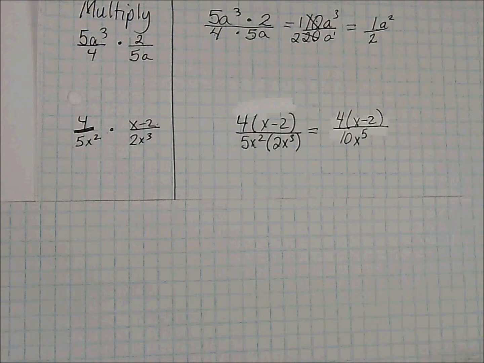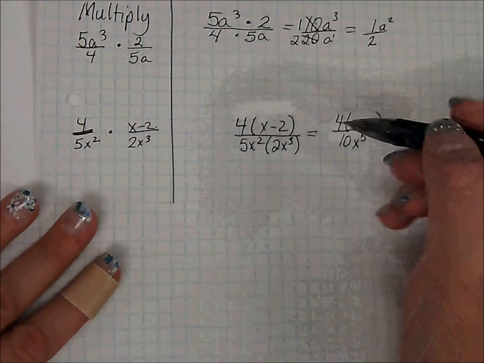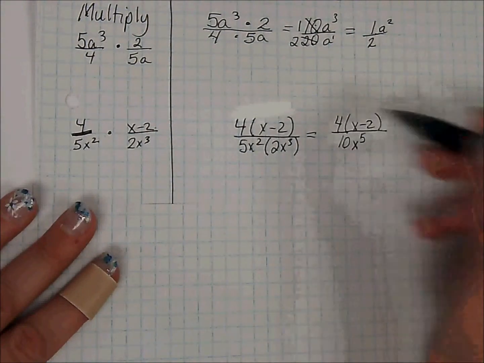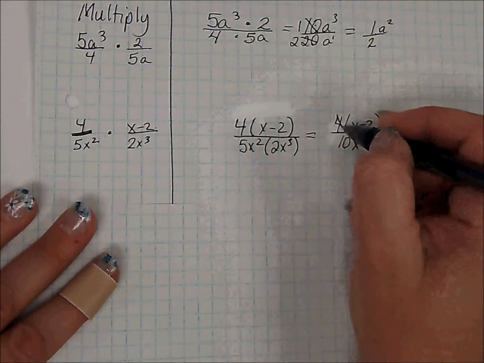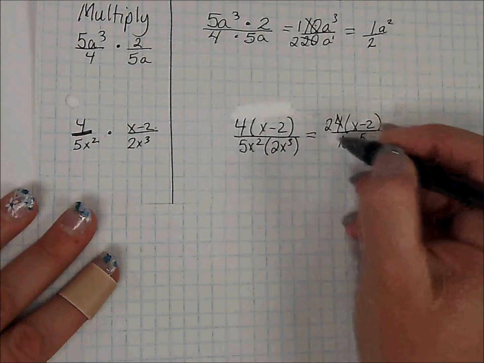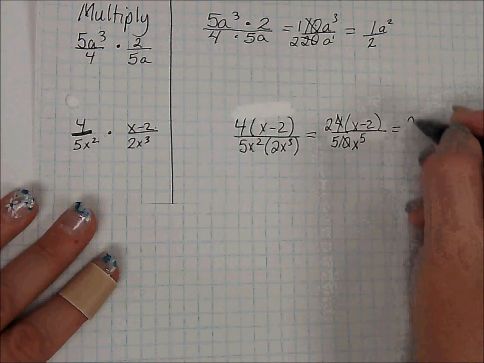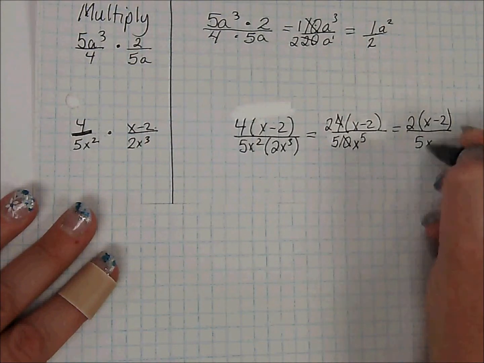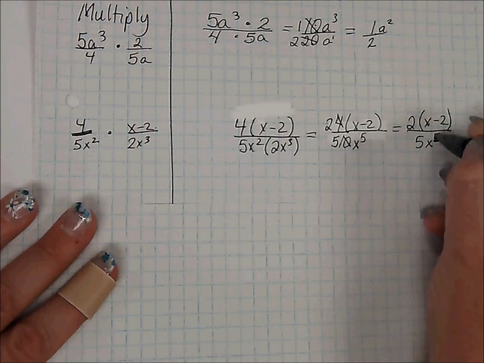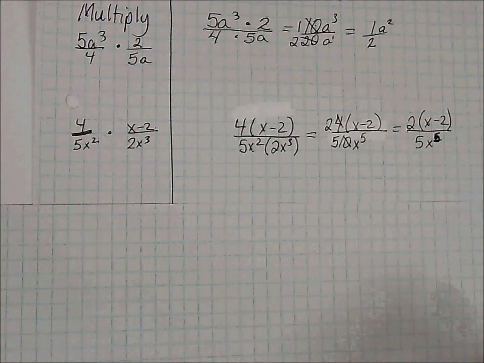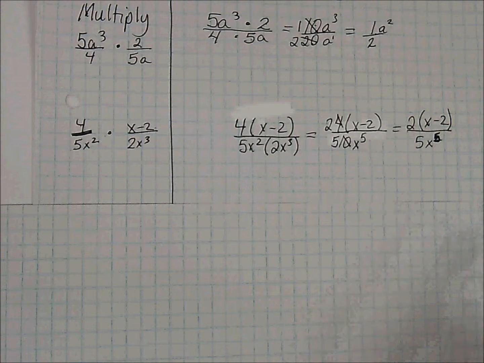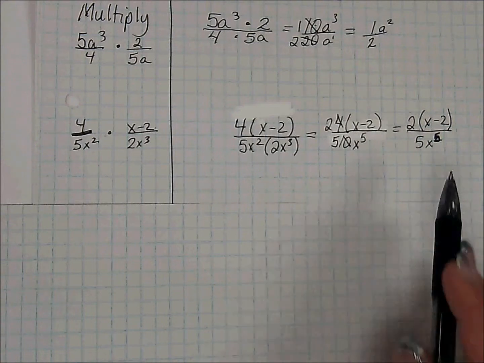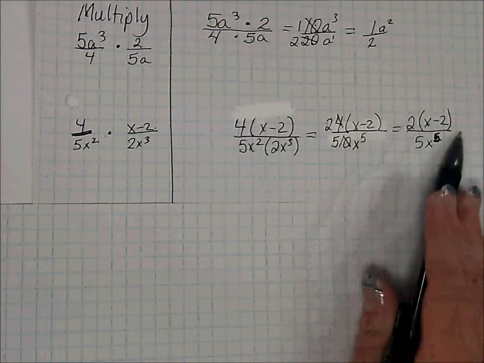Now, I'm kind of glad I didn't distribute, because look at this. I can take a number out of both of these. I can take a 2. 4 divided by 2 is 2. 10 divided by 2 is 5. So I get 2 times x minus 2 over 5x squared, or excuse me, x to the fifth power. Now, I don't have to distribute, and what I would suggest on an assignment is double check the answer. If they show that they want you to distribute, then distribute. But this would be sufficient at this point.